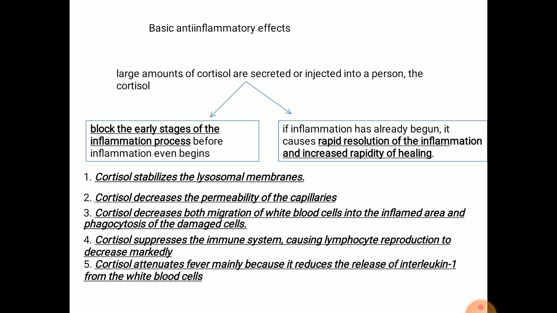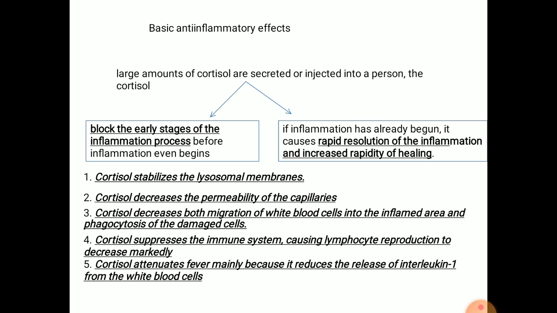Fourth one, cortisol suppresses the immune system, causing the lymphocyte reproduction to decrease markedly. The T lymphocytes are especially suppressed, and in turn the reduced amount of T cells and antibodies in the inflamed area lessens the tissue reaction that would otherwise promote the inflammation process.